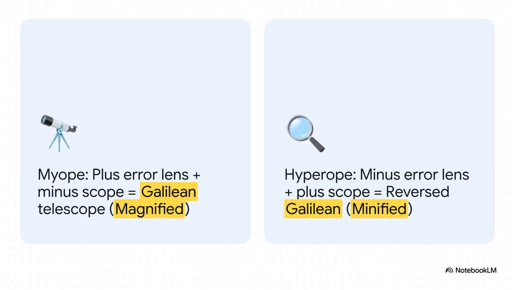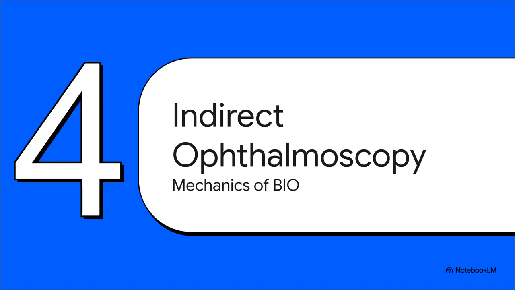A Galilean telescope. And just like a telescope, the image of a myope's retina is going to be magnified compared to an emmetrope. On the flip side, if you're examining a hyperope, their eye is a minus error lens. So you dial in a plus lens on your scope. Plus followed by minus creates a reversed Galilean telescope, which means the image is actually minified. Do not confuse these two. It's a guaranteed trap.